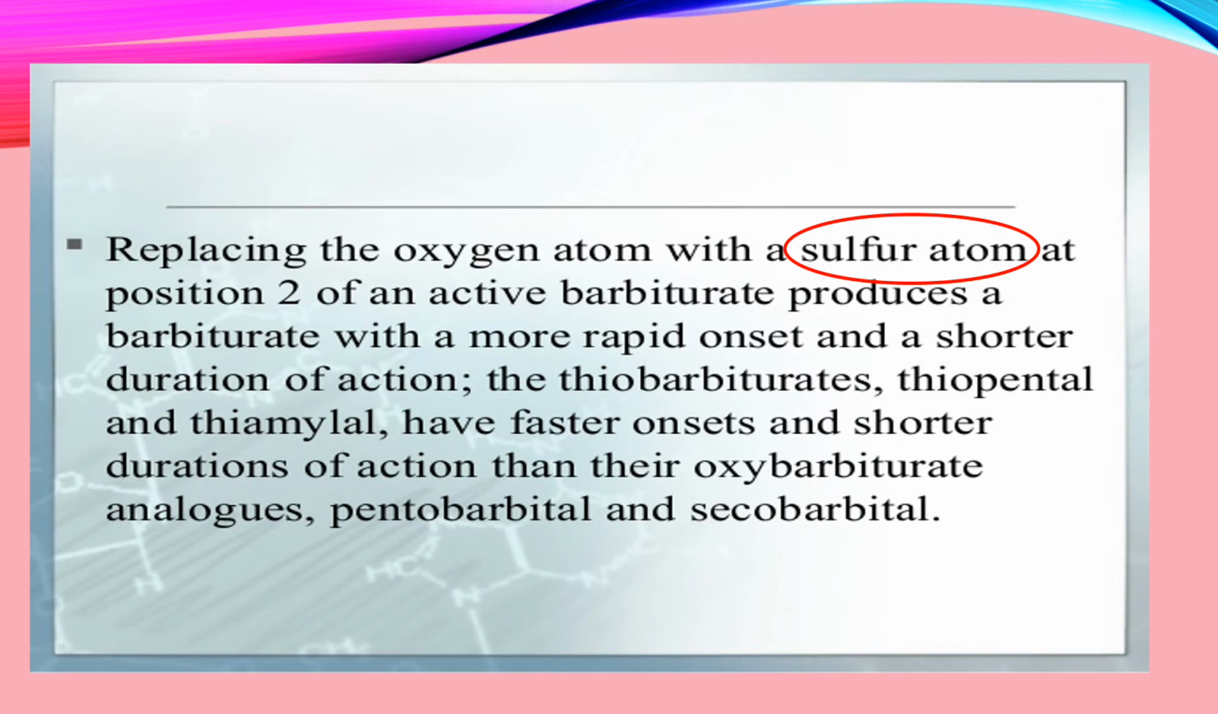Replacing the oxygen atom with sulfur at position 2 of an active barbiturate produces a barbiturate with more rapid onset and a shorter duration of action. The thiobarbiturates, thiopental and thiamylal, have faster onsets and shorter durations of action than other oxybarbiturate analogs, pentobarbital and secobarbital.